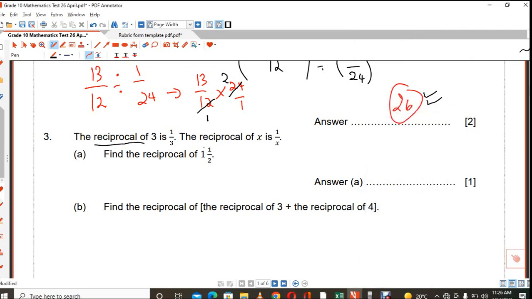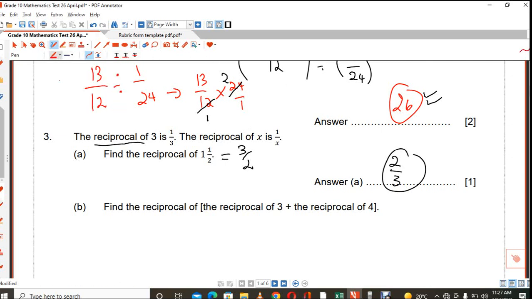Now, you can't just find the reciprocal of 1 and 1/2. So you were supposed to write this as an improper fraction. And it becomes obviously what? 3/2. Now you know what the inverse or the reciprocal of that is. So a lot of people didn't do that and then they lost marks there.